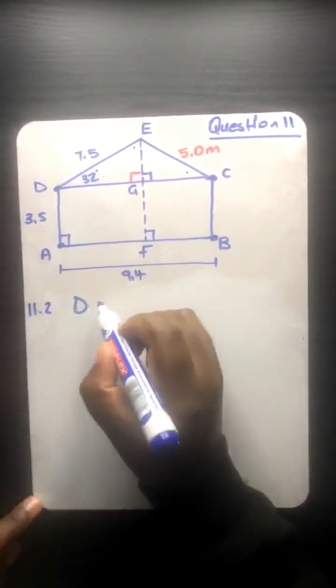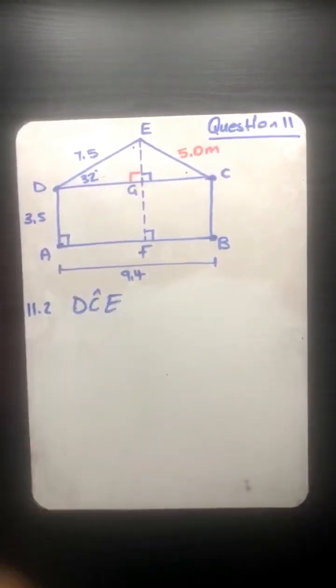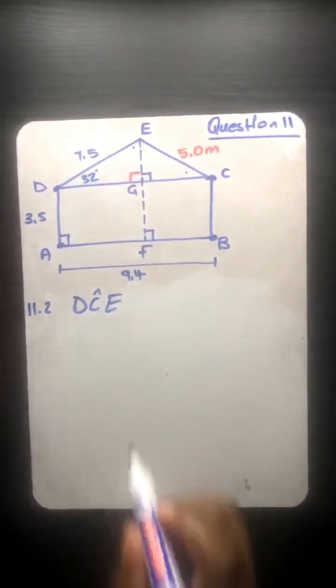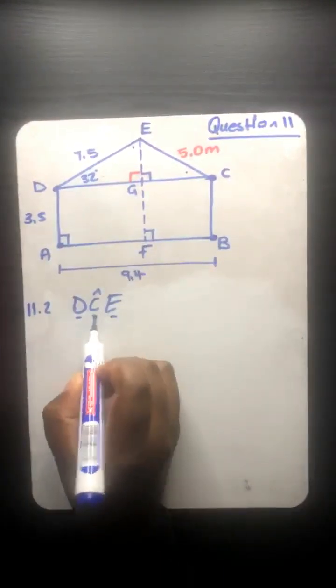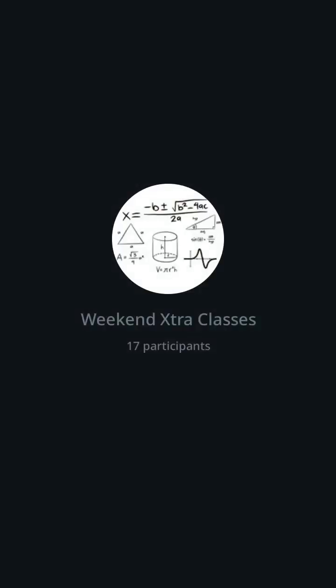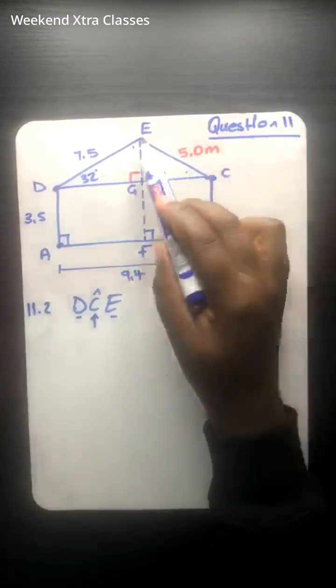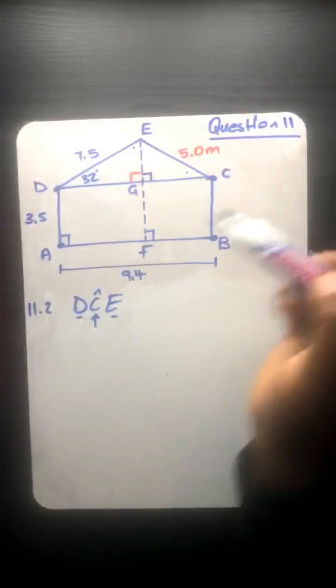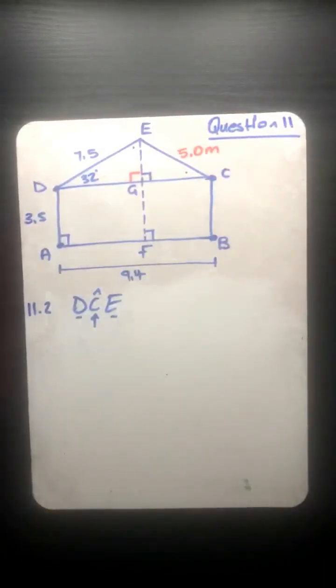Calculate DCE. What exactly do they want us to calculate there? They just say calculate DCE. So that means in triangle DCE, angle C is what they want you to find. Where is D? There is D. Where is C? There is C. Where is E? There is E. They want you to calculate that. This one is tricky. I don't think you guys will get this one.